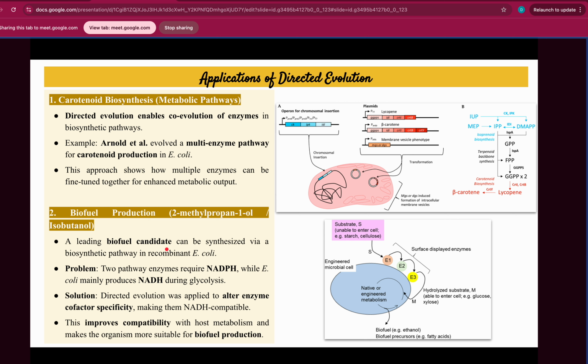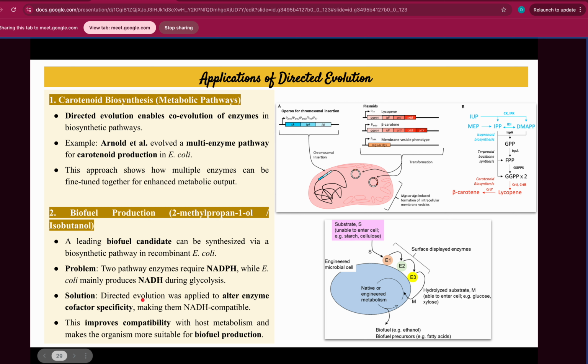Second advantage is biofuel production. The leading biofuel candidate is the recombinant E. coli, which is generally recombined. So there is a problem in this E. coli when it gives rise to biofuel: there are two pathway enzymes which require NADPH, while E. coli mainly produces NADH during glycolysis. So we do not have enough NADPH because we need to convert NADH to NADPH. So how to use protein engineering such that we can increase the biofuel production?